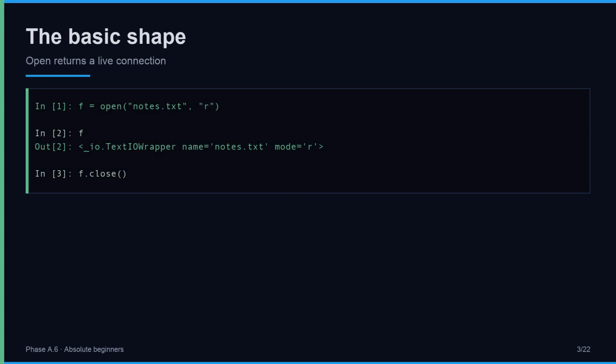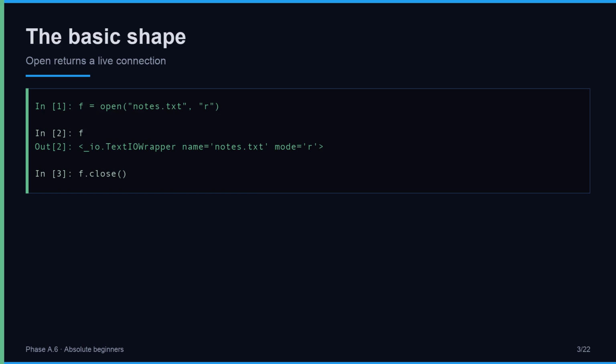Files outlive the moment. Here is the most basic file operation. Open takes a file name and a mode, here "r" for read. It returns a file object, a kind of live connection to the file on disk. You can see it as a TextIOWrapper, which just means a text channel to the file. When you are done, you call close to release that connection. Open, use, close, that is the basic shape. We will make it safer very soon.